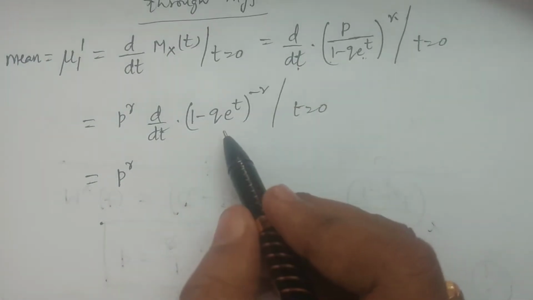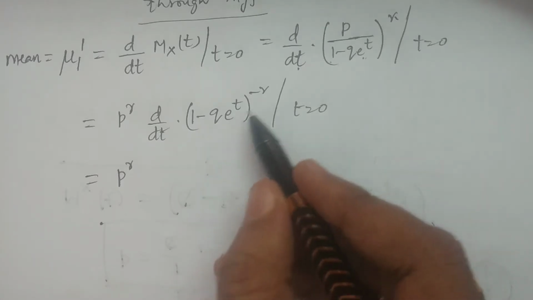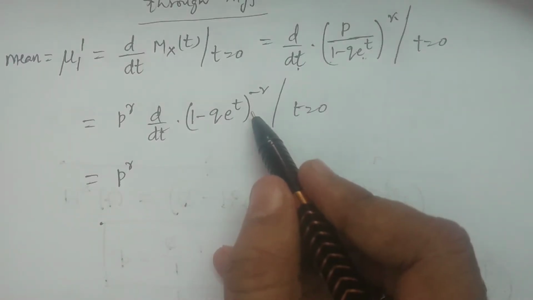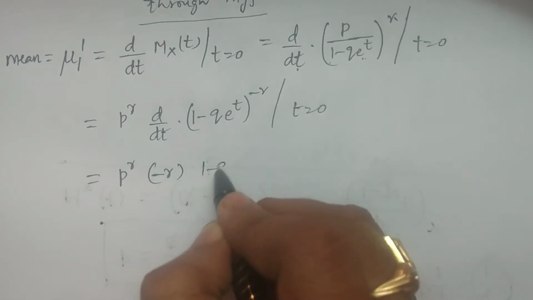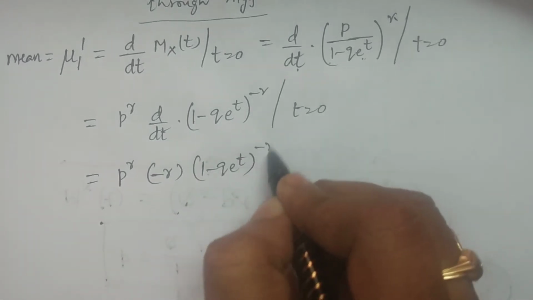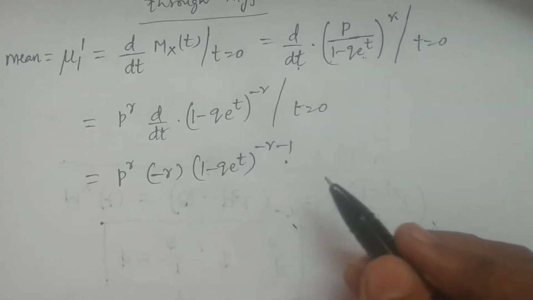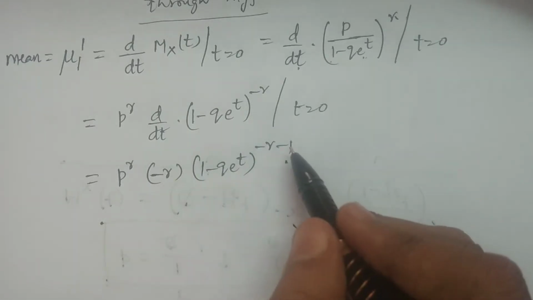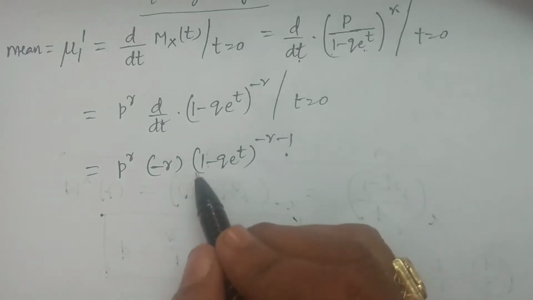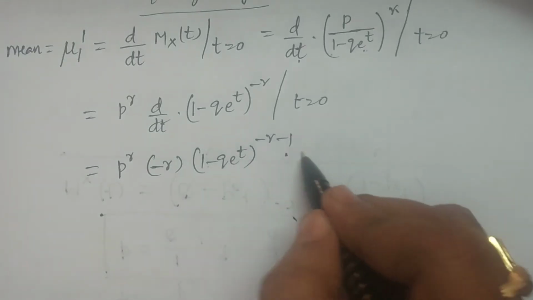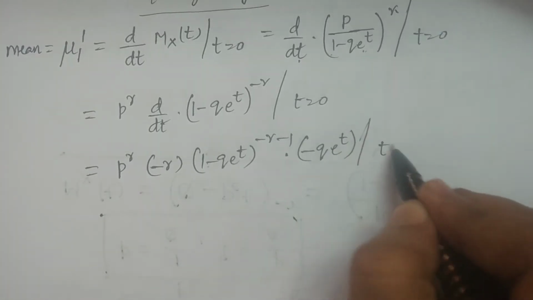So, differentiation with respect to t of (1 minus q e power t) the whole power minus r: for a function of the form [f(x)] power n, the derivative is n into [f(x)] power n minus 1 multiplied by the derivative of f(x). So it is minus r into (1 minus q e power t) the whole power minus r minus 1, multiplied by the differentiation of 1 minus q e power t with respect to t, which is 0 minus q e power t. And now you have to substitute t equal to 0.